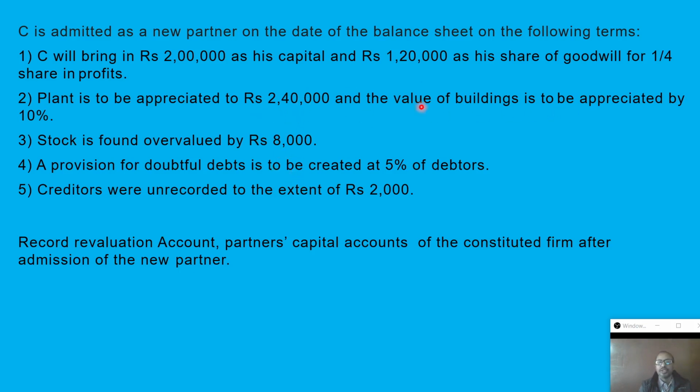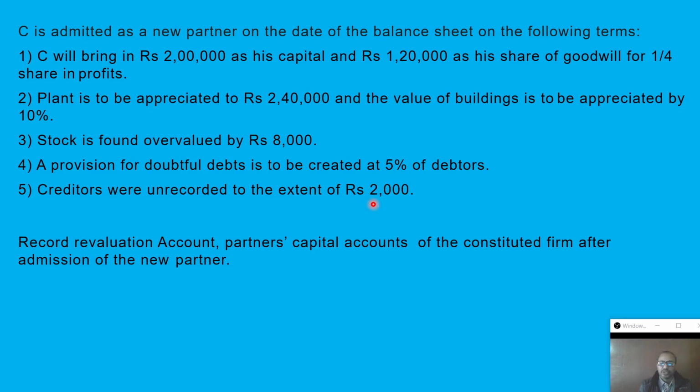These two asset values increase, so we put them on the revaluation credit side: by plant, by building, and respective values. The stock was overvalued, therefore we have to decrease it to rectify it, revaluation to stock. And all debtors are not good, some provision is required for doubtful purposes. So 5% provision on that 1,20,000, therefore revaluation to provision for doubtful debt 6,000. Now on creditors whose amount was not recorded, it is another way liability increases, revaluation to creditors account.